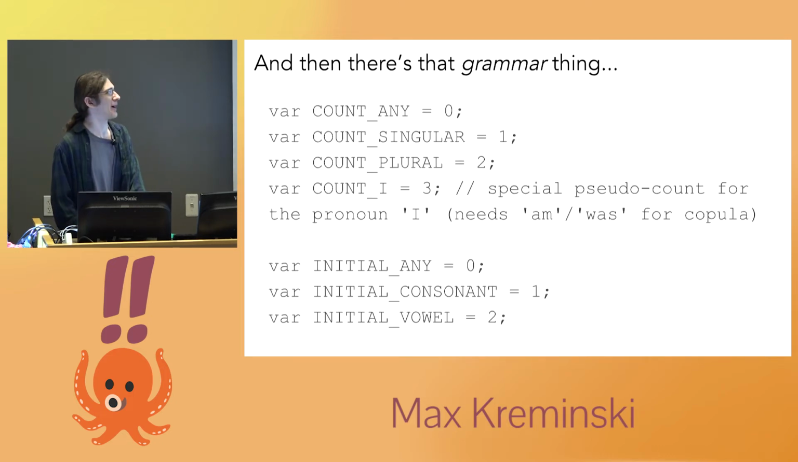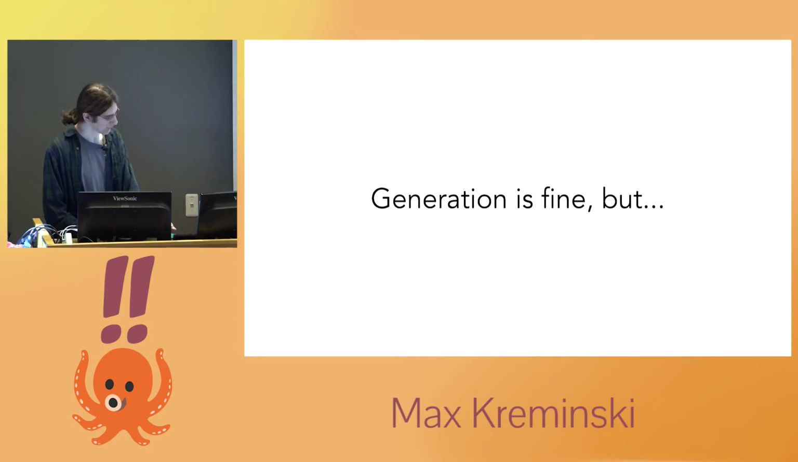And then there's also this grammar thing that the matchers have to keep track of, because it turns out that some verbs and some nouns are incompatible with one another. You need to worry about the count of your noun versus the count of your verb. The pronoun I needs to be handled specially, because you can't say "I is," you have to say "I am," stuff like that. And then also the articles a and an, you care about what the first letter of the word that follows it is going to be. Okay, so that's all well and good.